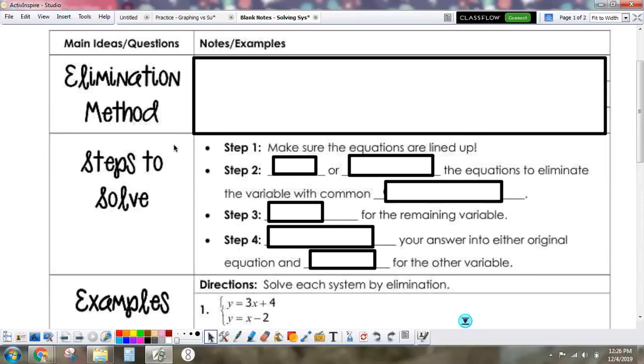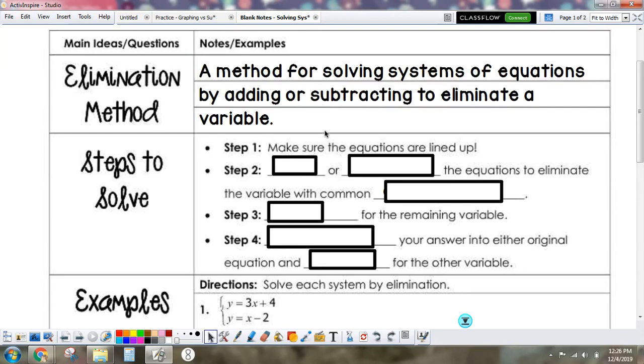So we've already talked about solving systems of equations with graphing and with substitution. Today we're using the elimination method. The elimination method is a method for solving systems of equations by adding or subtracting to eliminate a variable. There are 4 steps that you want to use to solve a system of equations by using the elimination method.